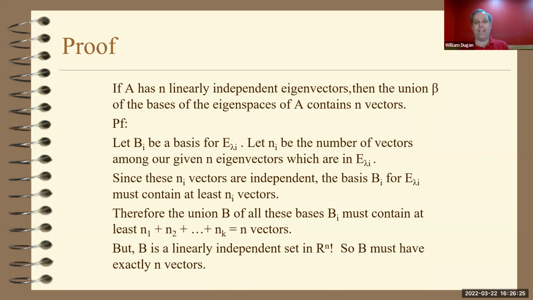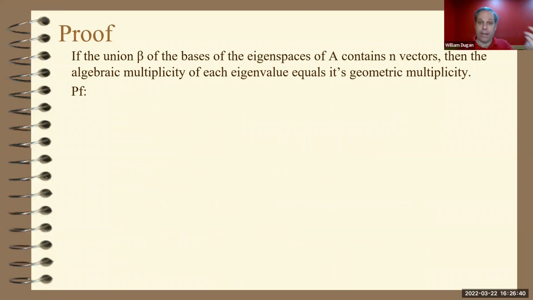That's it. So that shows that among these n linearly independent eigenvectors, they form the bases for the different eigenspaces. You just have to figure out which eigenvector goes with which eigenspace. Okay, so that's that one. Let's now go to the next one.